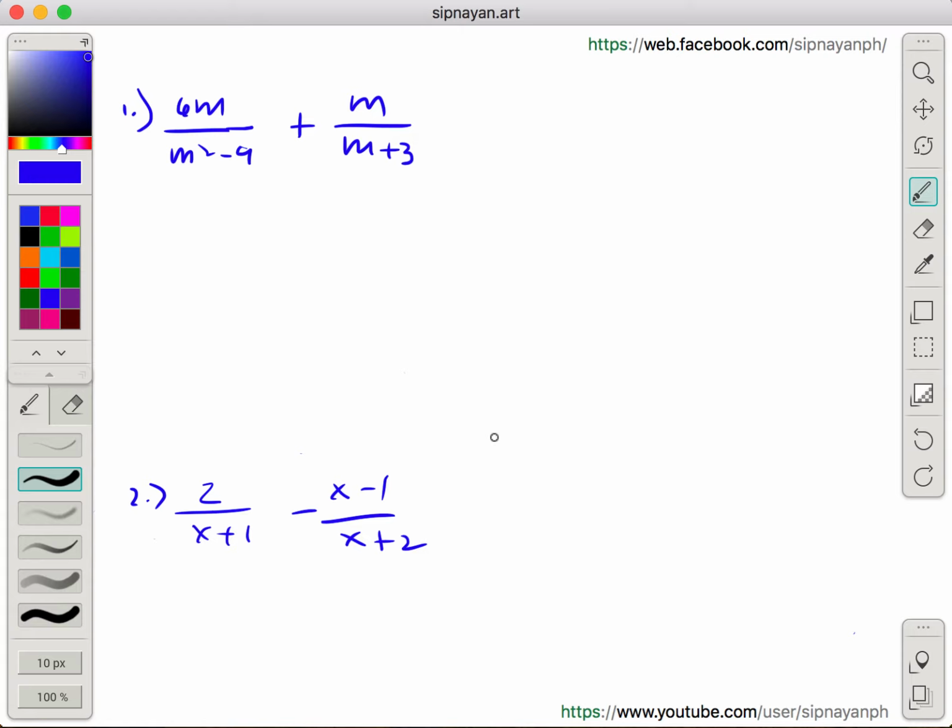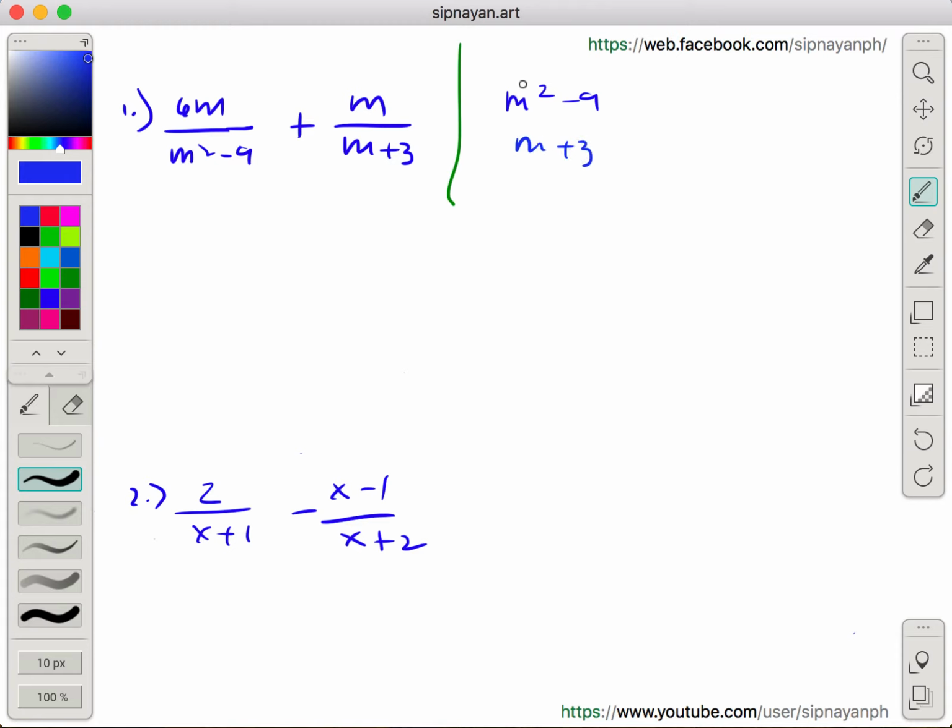So kung pinapanood niyo yung video series natin ng sunod-sunod, then you know na pinag-uusapan natin ay ang addition and subtraction of rational expressions. Sabi natin, pag meron tayong rational expressions na magkaiba yung kanilang denominators, the first thing that we have to do is to factor. So for example, yung denominator nito ay m squared minus 9 at saka lagyan natin ng linya and m plus 3.